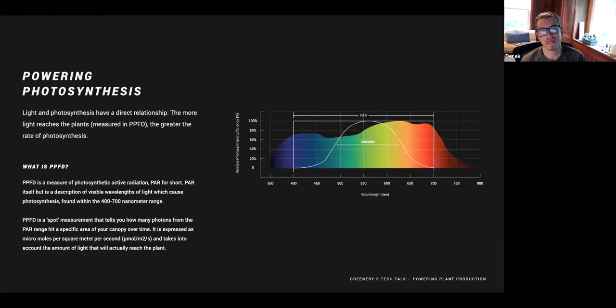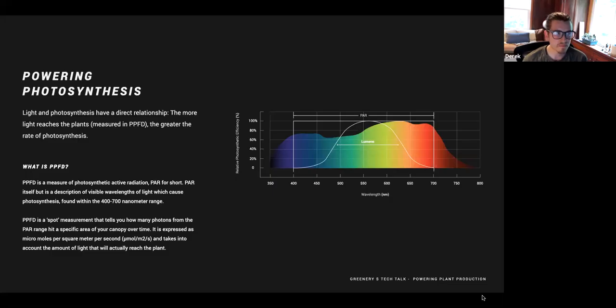Since photosynthesis is dependent on light energy, we have the ability to actually control the rate of photosynthesis by manipulating the intensity of the light in our farms. It's possible because light and photosynthesis have this very direct relationship. So if you double the amount of light reaching your plants, you will double the rate of photosynthesis, aka the rate of growth. More light equals faster, bigger growth.